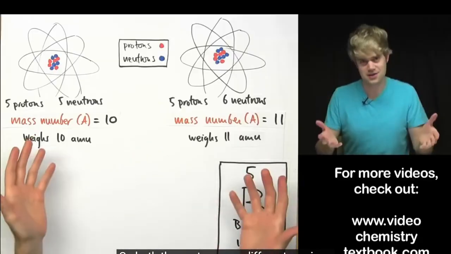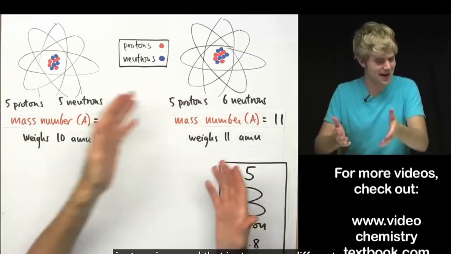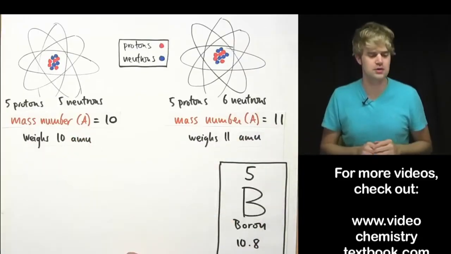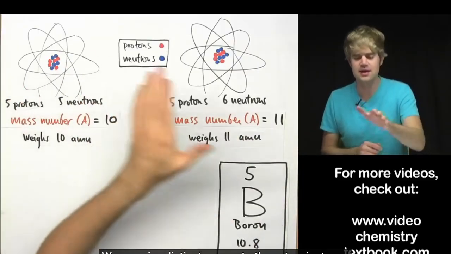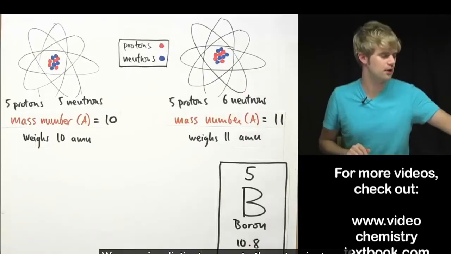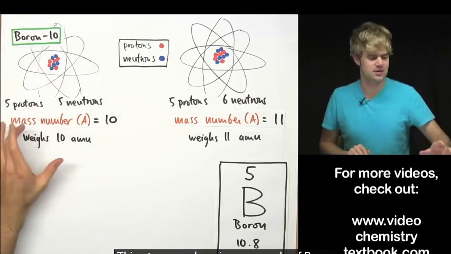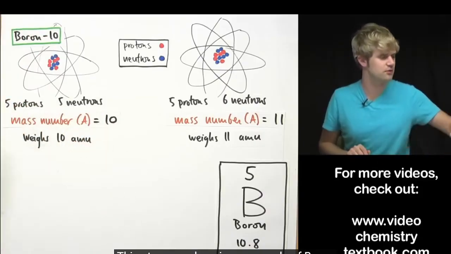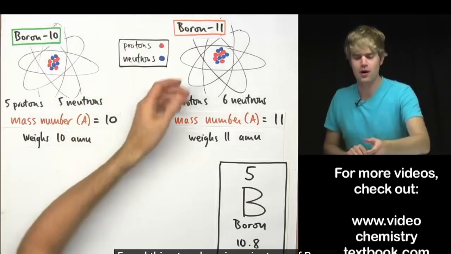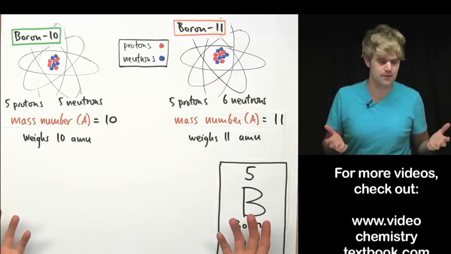They're different isotopes. An isotope is a word that just means a different version of an atom that has the same number of protons, but a different number of neutrons. We can give distinct names to these two isotopes, or versions, of boron. This atom over here is an example of boron 10 because it has a mass number of 10, 5 plus 5. And this atom here is an isotope of boron called boron 11. 5 plus 6 has a mass number of 11.